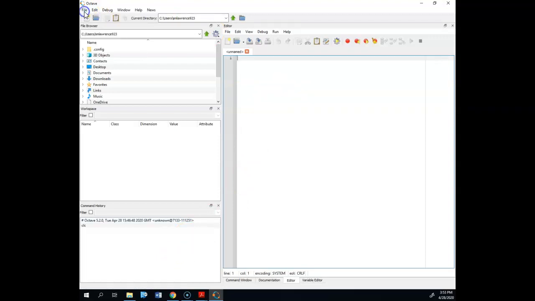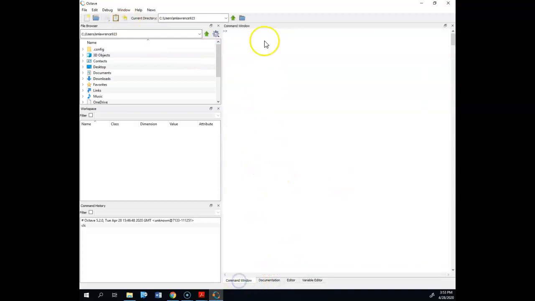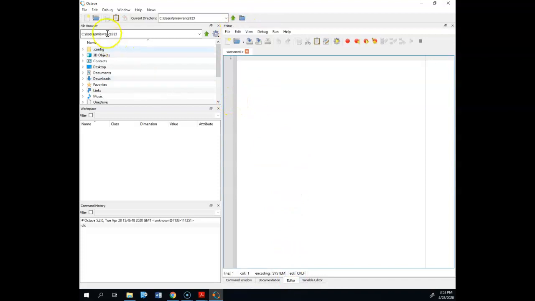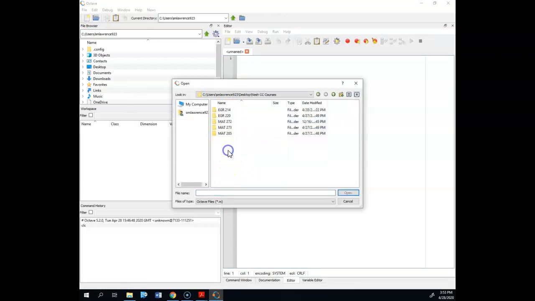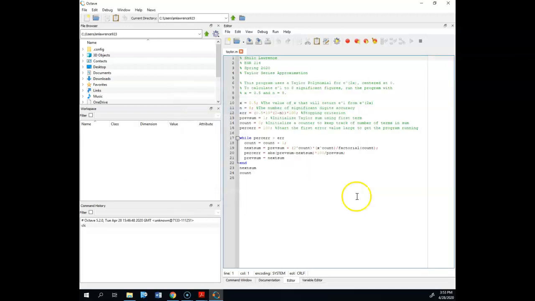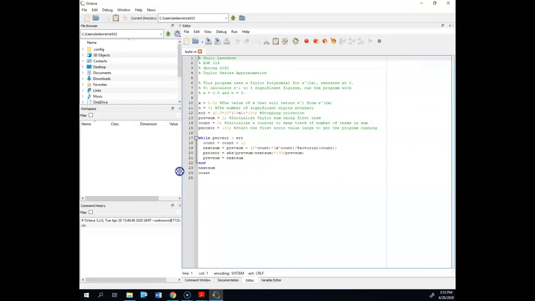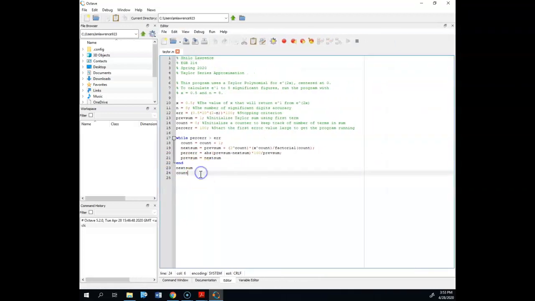I've already got this done, so I'm just going to go ahead and open it, but you would make sure that you are in your editor window when you start typing your program. If you're in your command window, you won't be able to save it as a program. So make sure you're in your editor window. I'm going to open one that I've already created. And this is my Taylor polynomial approximation program.